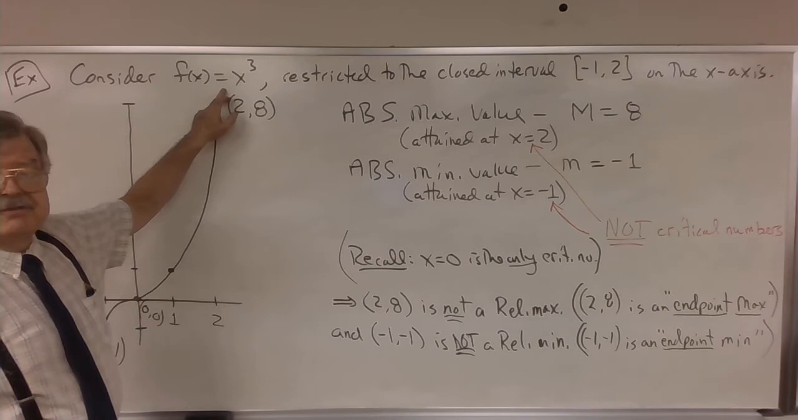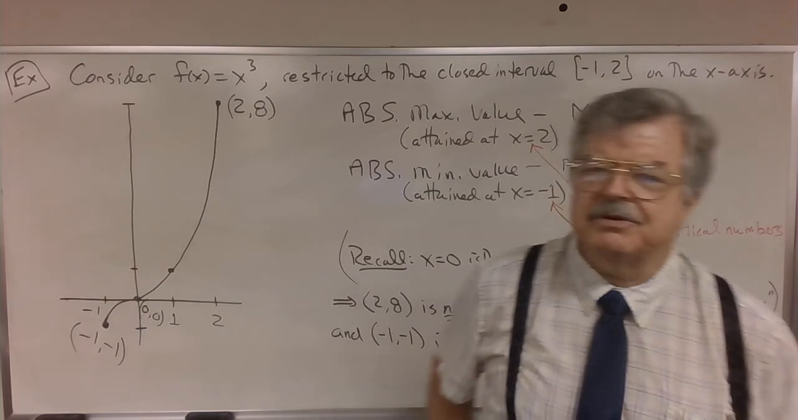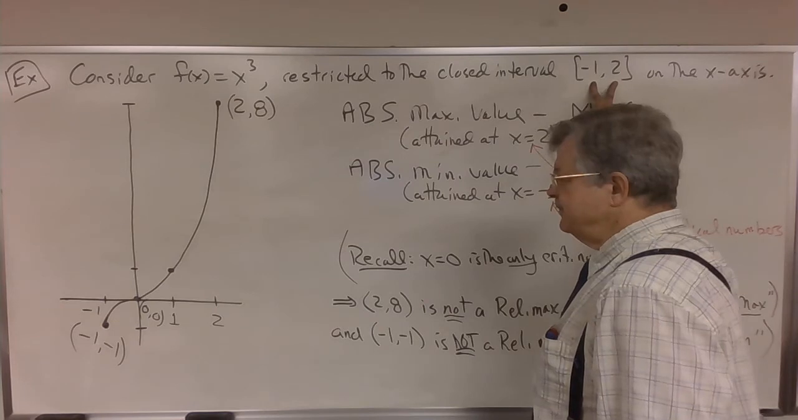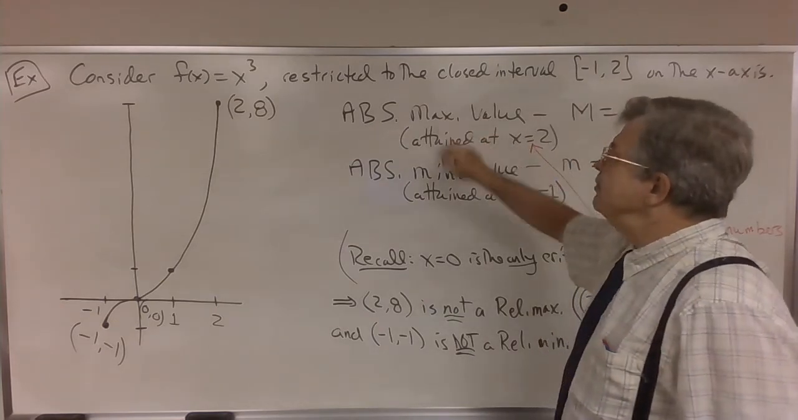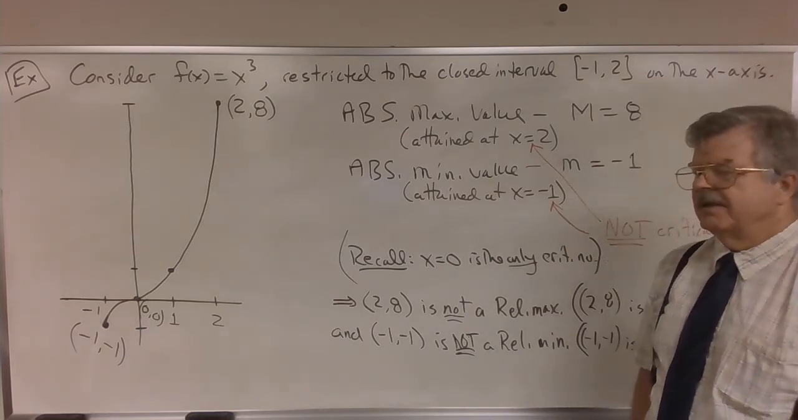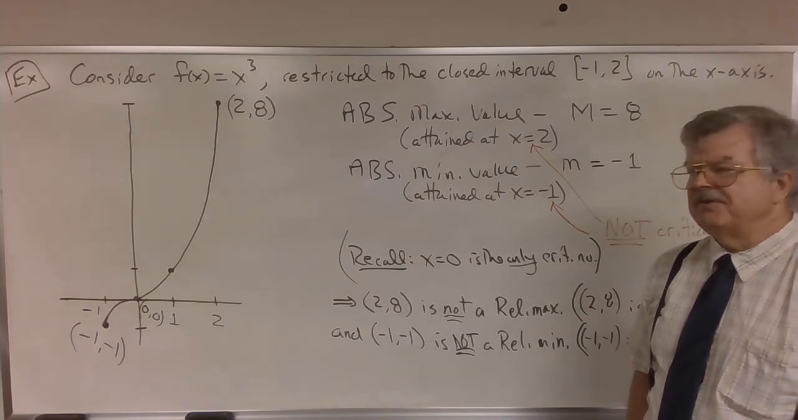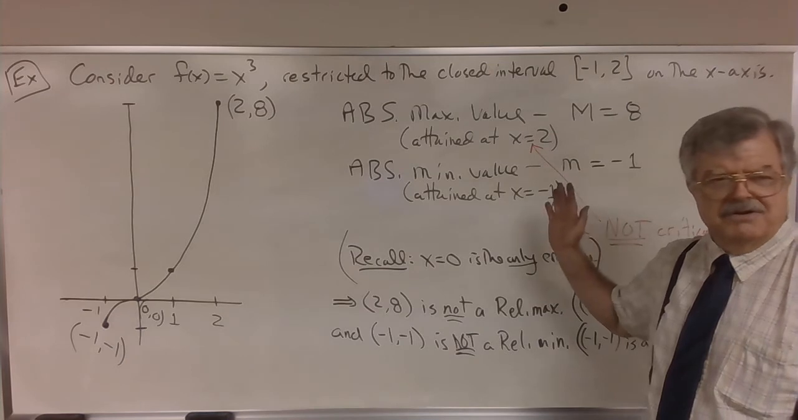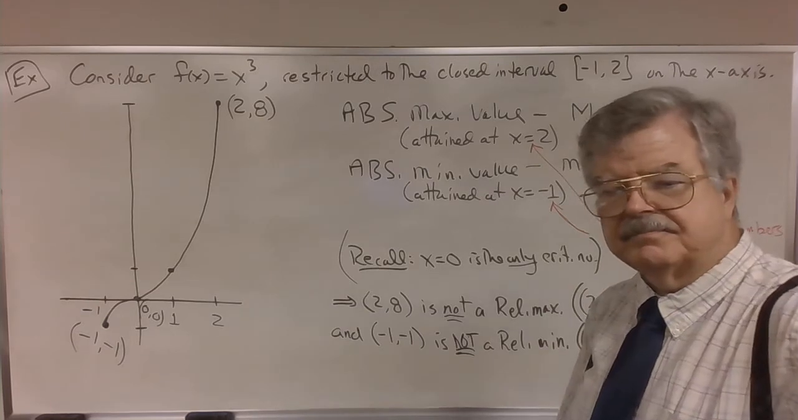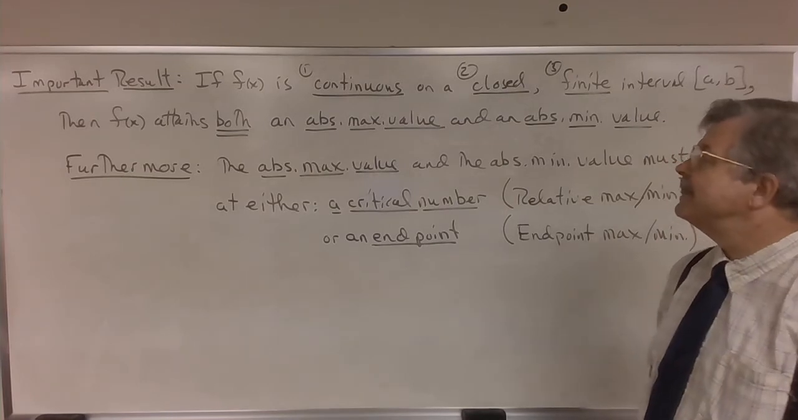Now, when we worked with x cubed before, it had neither an absolute maximum value nor an absolute minimum value. And since we restricted it to this closed interval, all of a sudden it has both an absolute maximum value and an absolute minimum value. So let me stipulate exactly what we've learned from these examples. Okay, here's a major result.